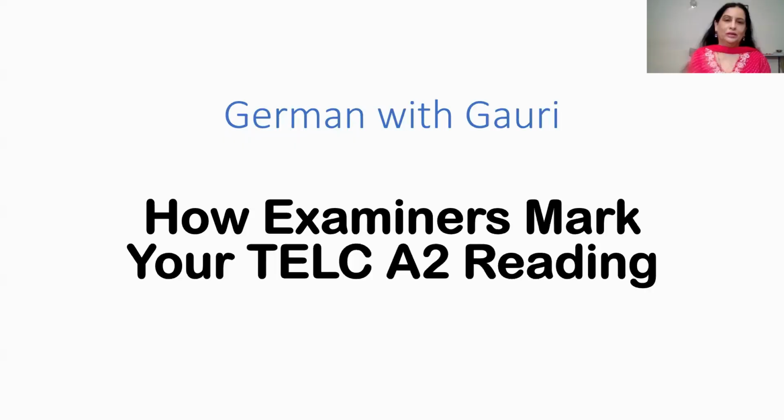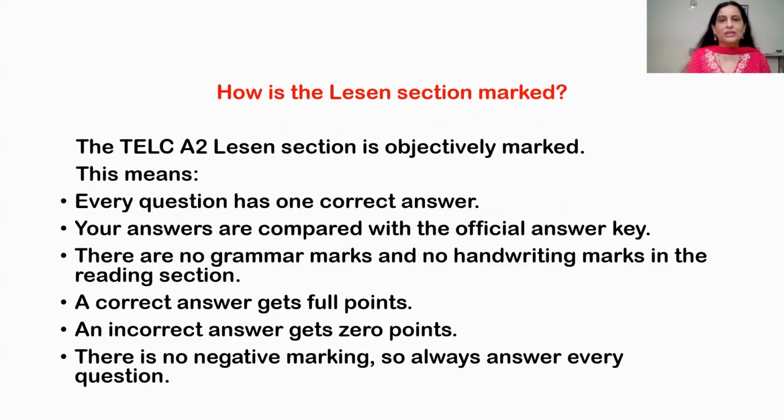So, we'll see how this exam, and particularly this Lesen section, is marked. Lesen is obviously reading. Here we'll see, one by one, each point and how you can avoid losing easy marks. First, let's see how this Lesen section is marked. The TELC A2 Lesen section is objectively marked. This means every question has one correct answer. It is like MCQ. There will be options given to you and you have to mark the correct one.